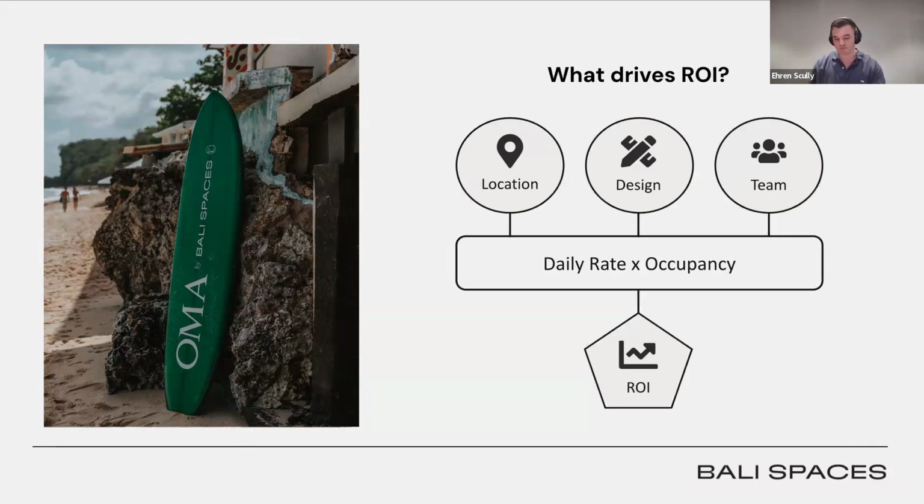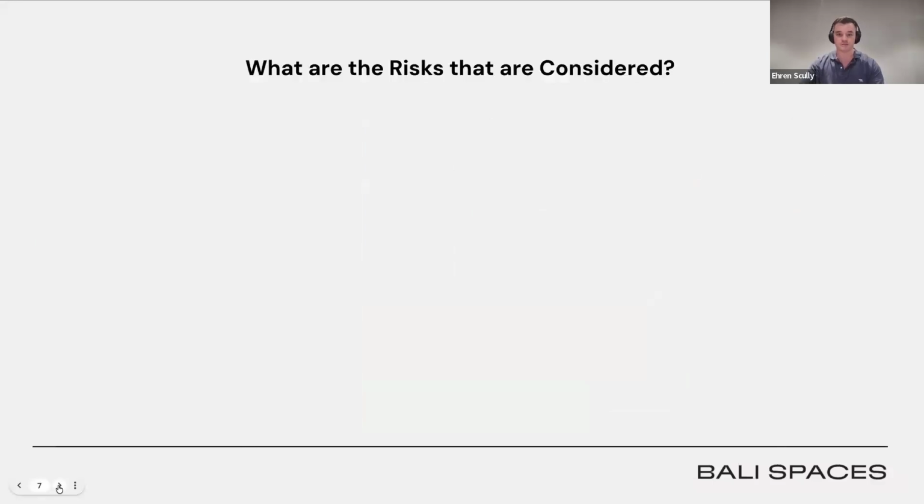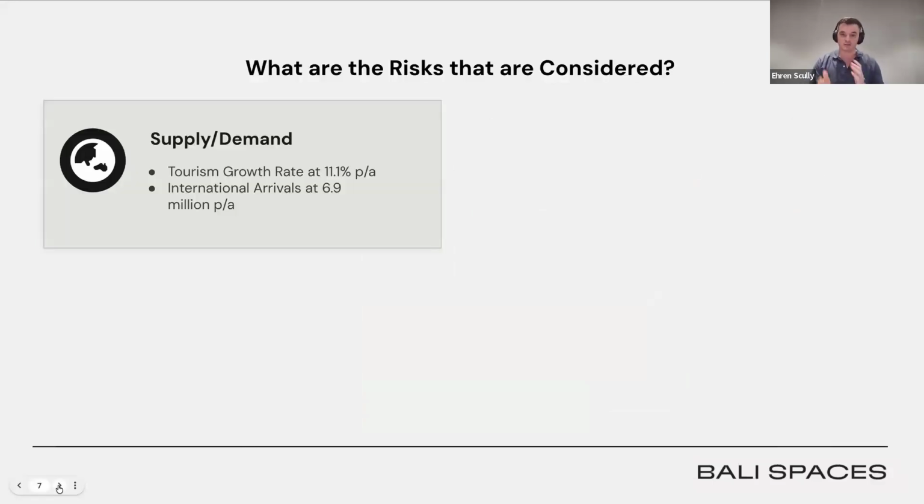Now, with confidence that these things could be achieved, that's where my numbers brain kind of shifted to thinking about the risks. So the first big risk that I asked myself was supply and demand. Now, is this investment a short-term fad, or is it sustainable? So the best stat that I found to look into this was looking at international arrivals to Bali. And this data tracks back to the 60s, but effectively over the past 50 odd years, Bali's tourism has been growing by 11% per annum. So it's very strong.